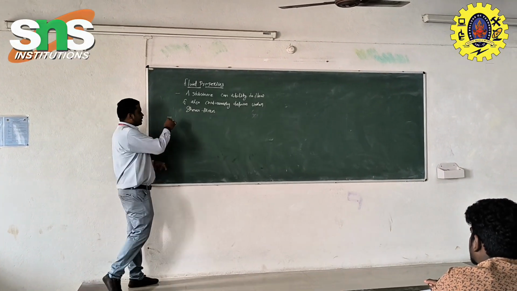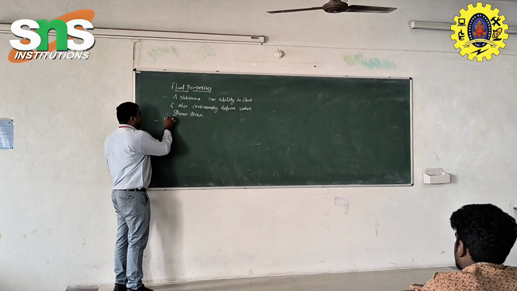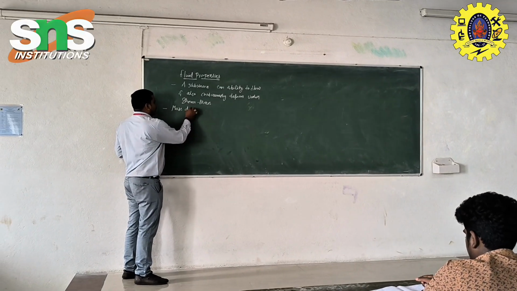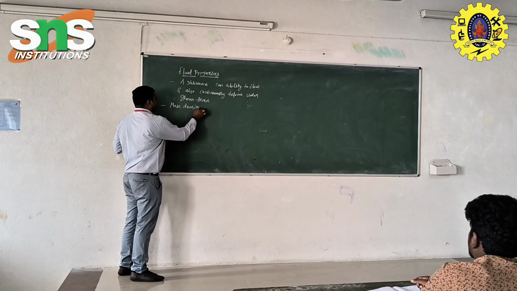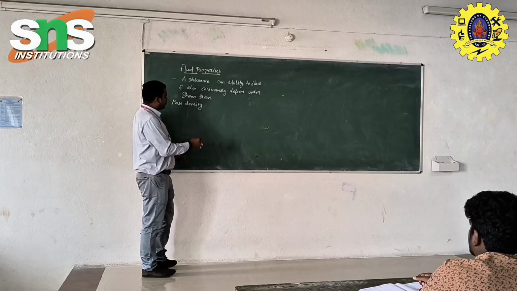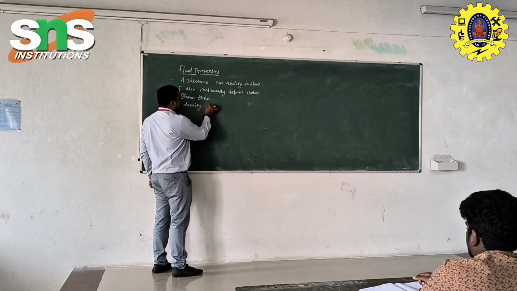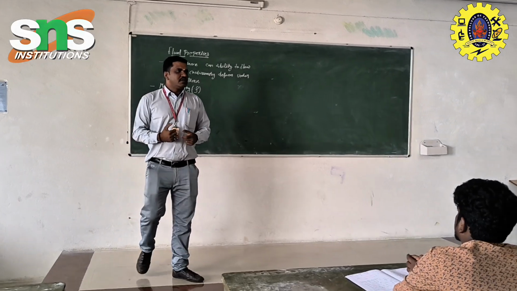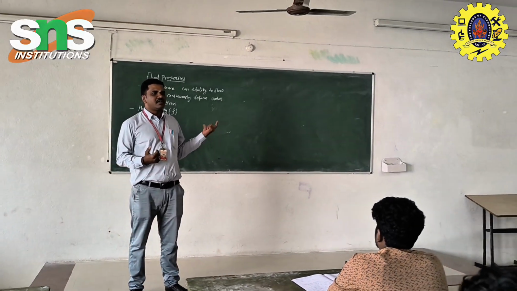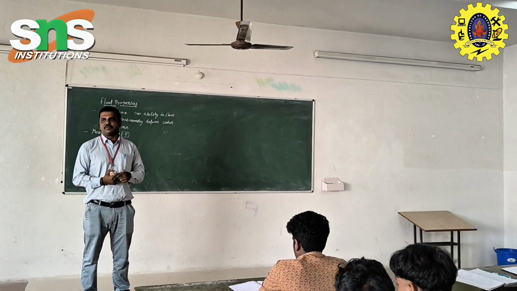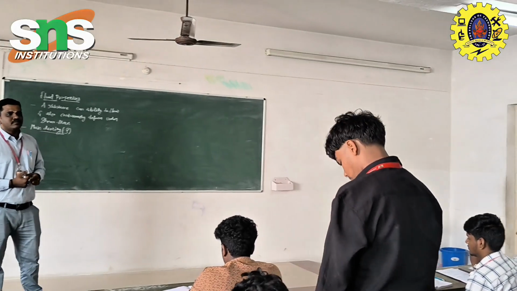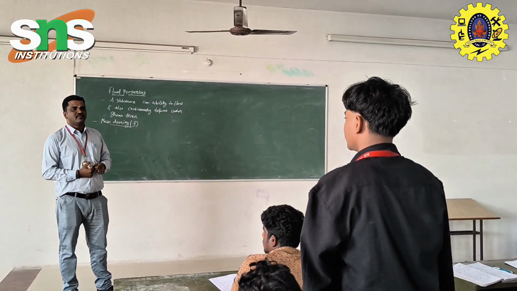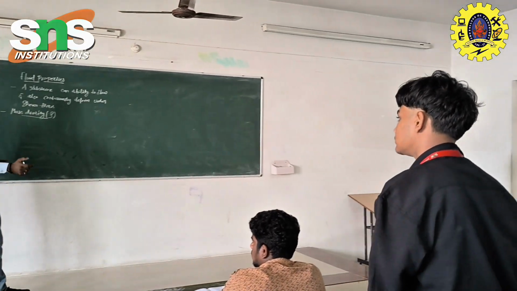So the first property is what? Mass density. In this mass density we are using the notation rho. Any one of you can tell me what is mass density? Anyone of you please stand up and tell me. The ratio of mass of fluid by the volume of the fluid. Yes, very good.